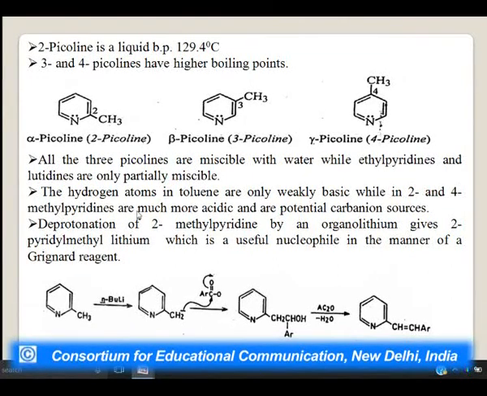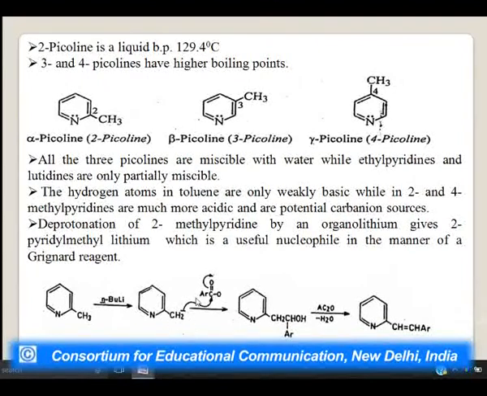The hydrogen atoms in toluene are only weakly acidic, while in 2 and 4 methyl pyridines they are much more acidic and are more potential carbanion sources. Deprotonation, meaning removal of proton of 2-methylpyridine by an organolithium, gives 2-pyridyl methyl lithium. You can see here, which is a useful nucleophile in the manner of a Grignard reagent. So, you can see how this carbanion is first of all formed.